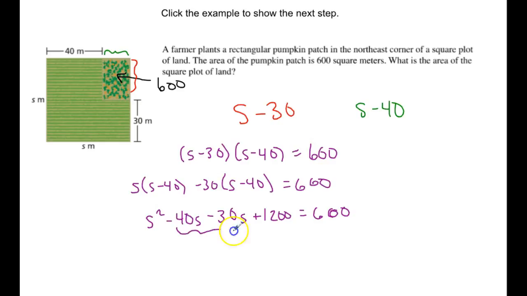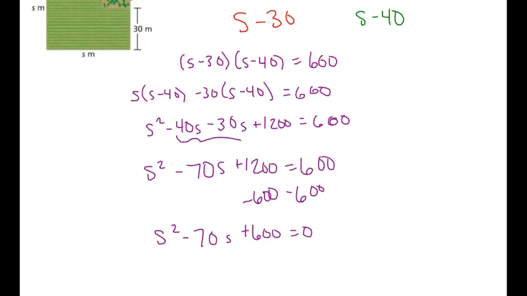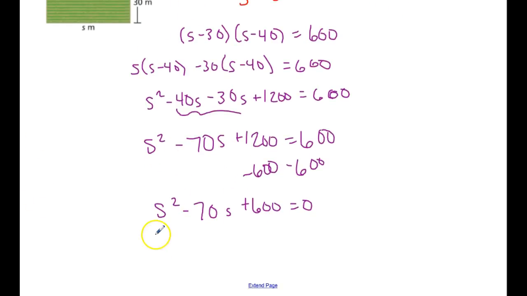So I see I have some terms that I can combine. So I end up with s squared minus 70s plus 1200 equals 600. So now I want to get everything to one side. So I'm going to subtract that 600. So I end up with s squared minus 70s plus 600 equals 0. Now that I have a 0 on this other side, I can go ahead and factor this trinomial.